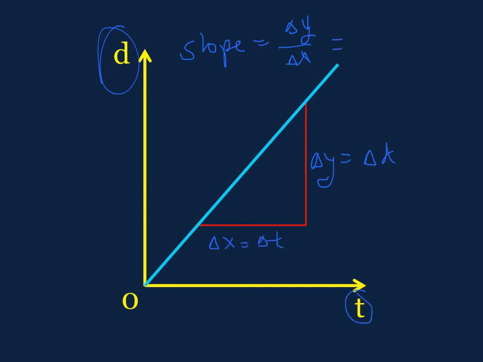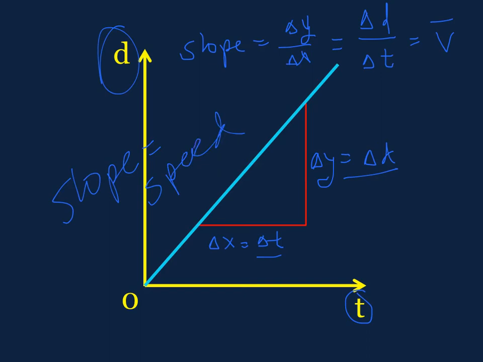So I'm going to put that in up here. In place of delta y, I'm going to put delta d. And in place of delta x, I'm going to put delta t. Well, what is d over t equal to? Well, that's the speed. So therefore, the slope of this line is telling us the speed of the object. Slope equals speed. We already talked about that earlier. I said if a horizontal line has no slope, no velocity, a line at an angle is going to have either a positive velocity or negative velocity, depending on if it has a positive or negative slope. So I'm just reiterating that.